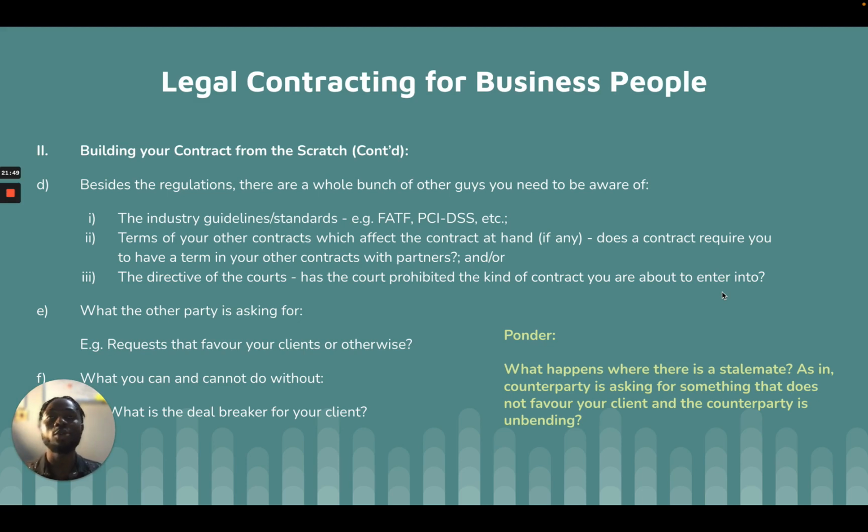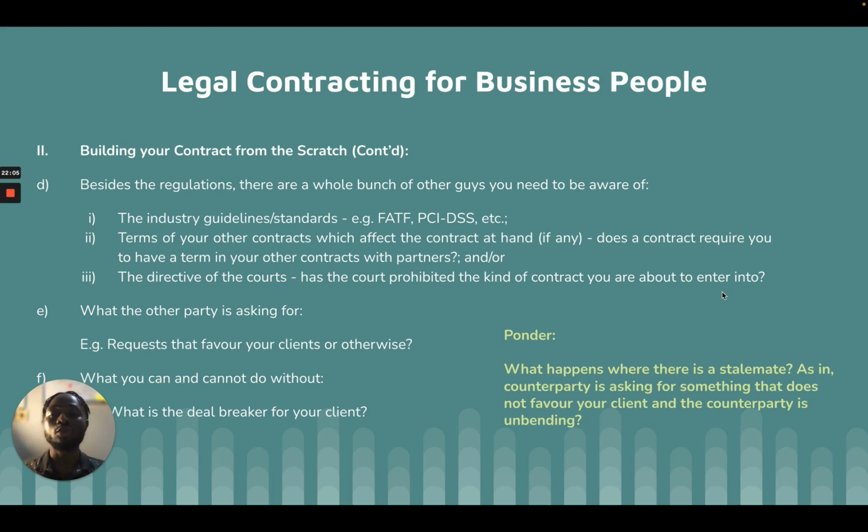So for example, you're in the payment space, MasterCard rules, Visa rules, and all of that. You also want to have that at the back of your mind when you are thinking, so this transaction that I'm about to start, which law and regulation applies to it, right?